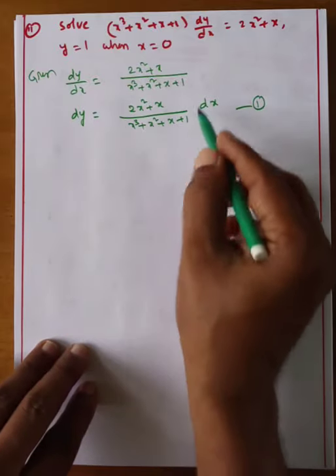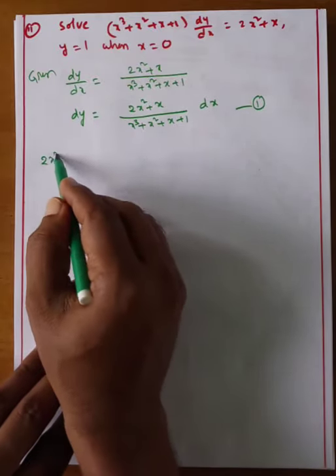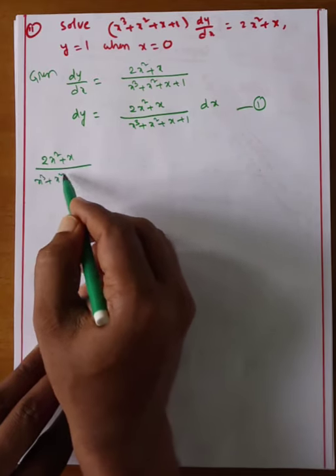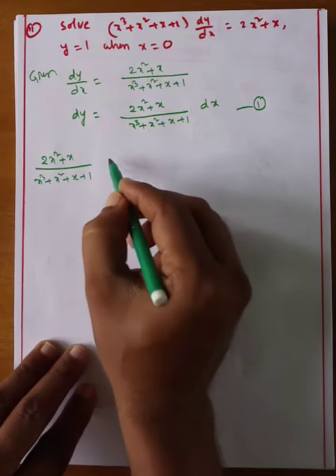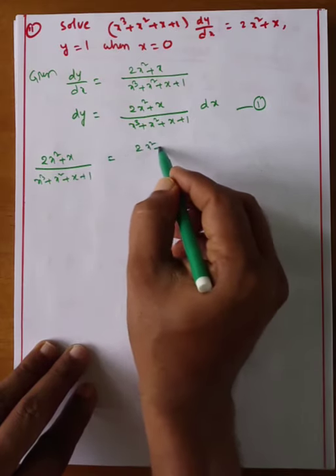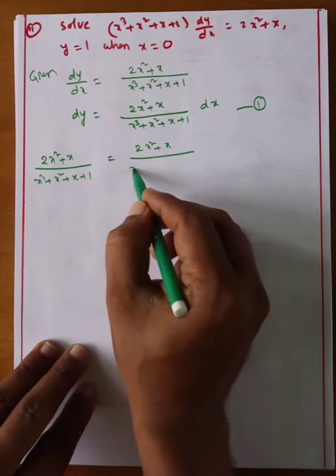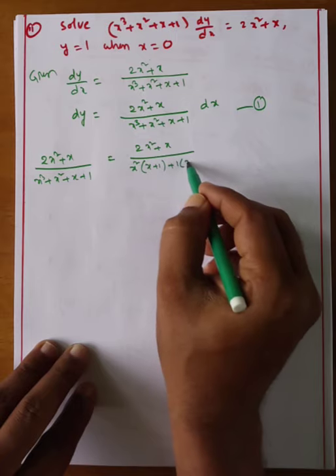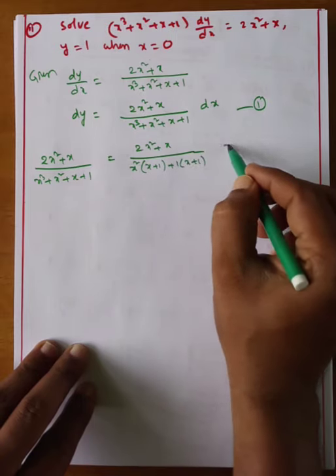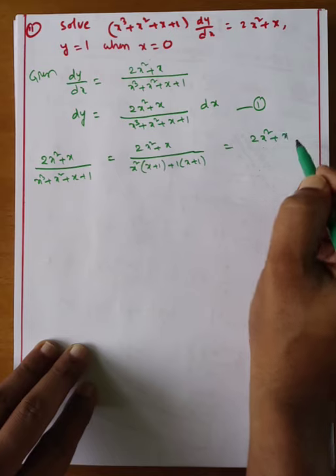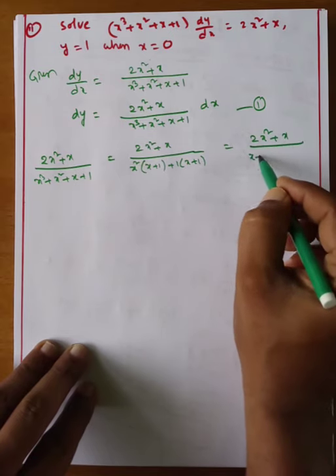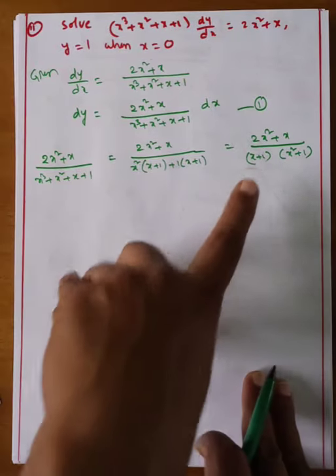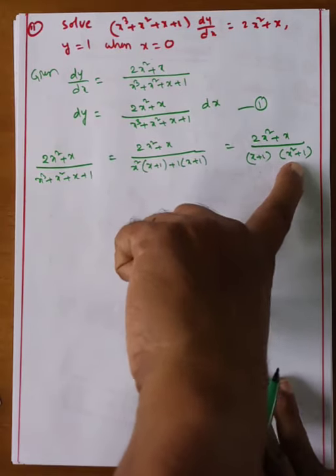First we will take 2x square plus x by x cube plus x square plus x plus 1. Now in the denominator, first take x square in common from the first two terms, that is x plus 1. After that take 1 in common, that is x plus 1. So that equals x square plus 1 times x plus 1. The numerator is 2x square plus x, and the denominator is (x plus 1) into (x square plus 1). This is a linear factor, and this is quadratic, which is irreducible.